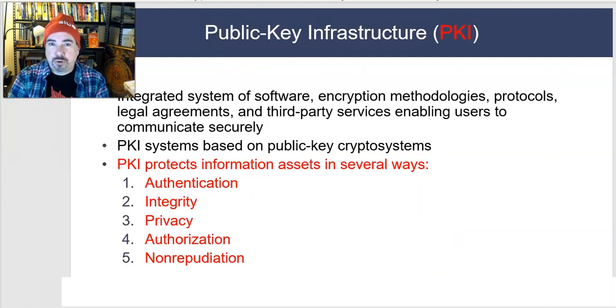Now, asymmetric encryption is typically part of a larger information system, if you will, called PKI, or Public Key Infrastructure, which includes a number of elements. PKI is a system to provide authentication, that you are who you say you are, integrity, the message hasn't changed, privacy because it's encrypted, confidentiality if you will, authorization by the organization, and non-repudiation.